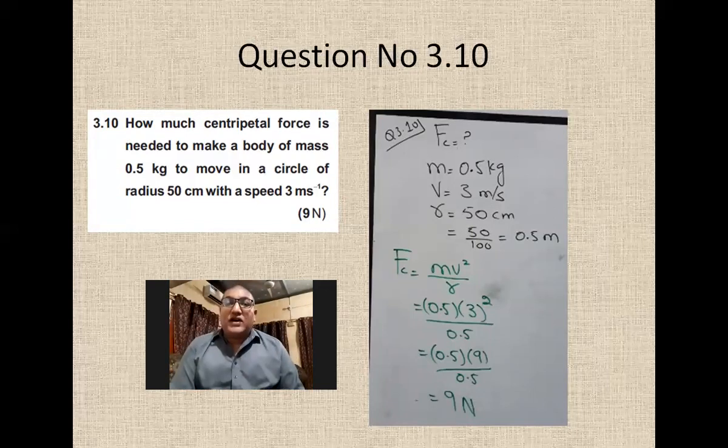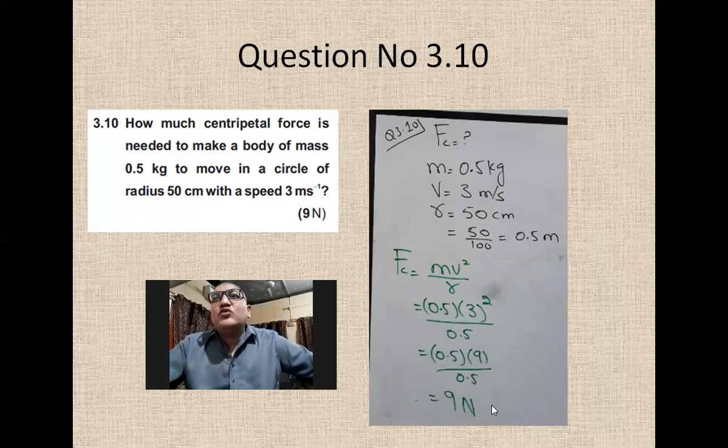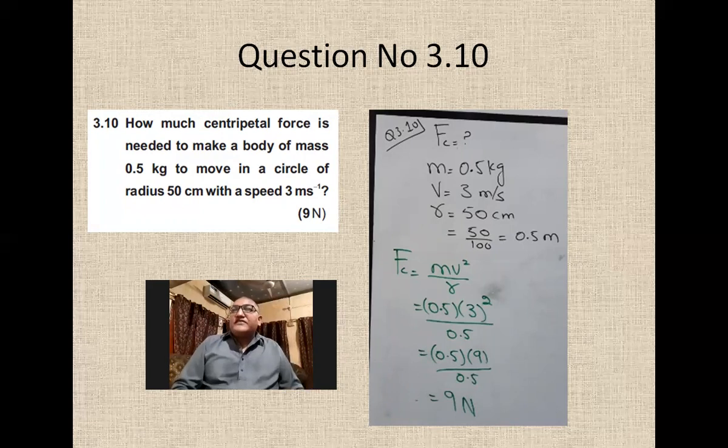You know the formula for the centripetal force is F equals mv square divided by r. Remember, mv square divided by r. So just substitute the values of m, v, and r. So you will have 0.5 into 3 square divided by 0.5. So it will be 0.5 multiplied by 9 divided by 0.5. So you will get the answer 9 Newton. Just enter these values in your calculator, you get 9 Newton. So our answer is right, that is 9 Newton.